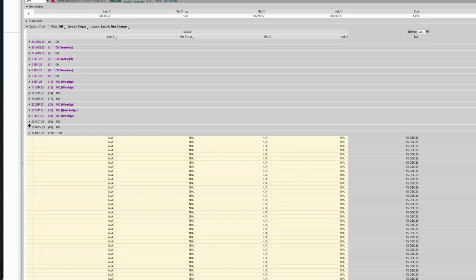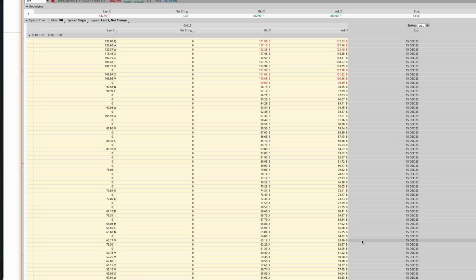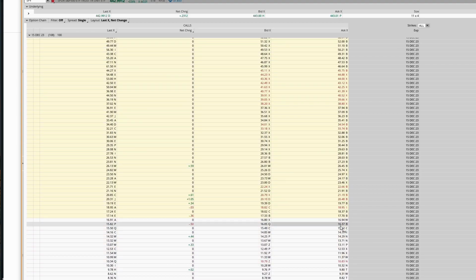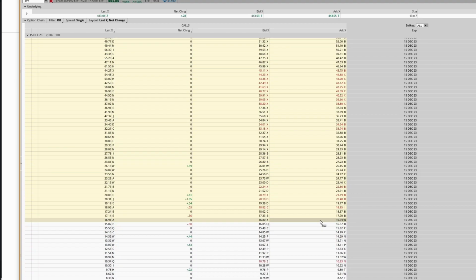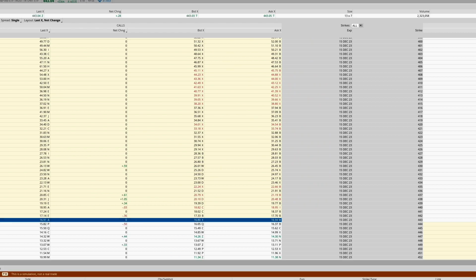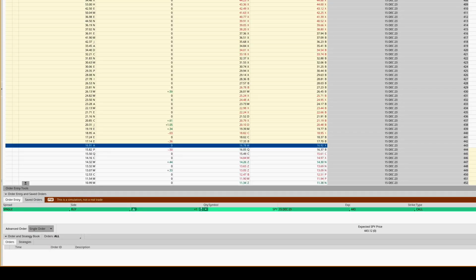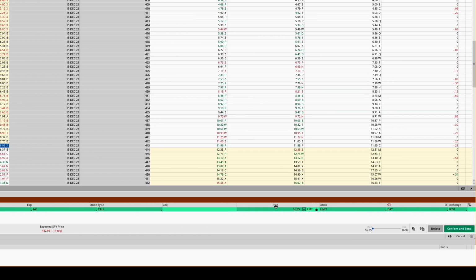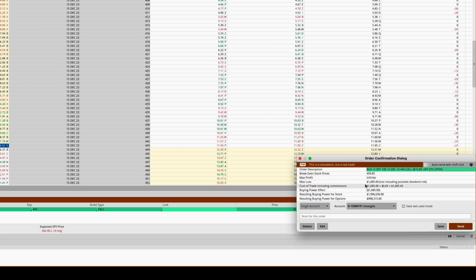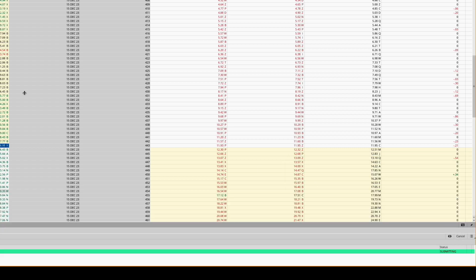Let's do the December one here, and we'll just do an at the money call option. You can see this 443 is at the money. I hit the buy button, it comes up here, and it's going to let me do all the same things I would normally do in my broker platform. I'm going to hit confirm and send. It tells me what's going to happen: your max loss is going to be the cost of the option. Max profit is infinite. I always like that.